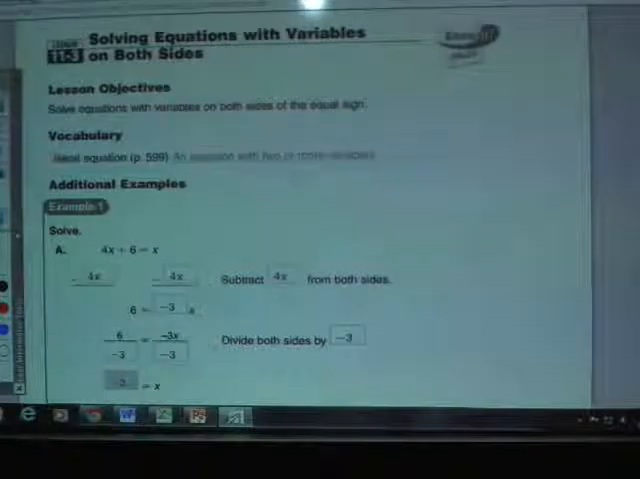Chapter 11, Section 3 in the 8th grade note-taking guide is entitled Solving Equations with Variables on Both Sides. One definition here, definition of a literal equation. That's an equation with two or more variables. Obviously, if we have variables on both sides, we have to have at least two variables, if not more. So that's, of course, why that definition fits in here.